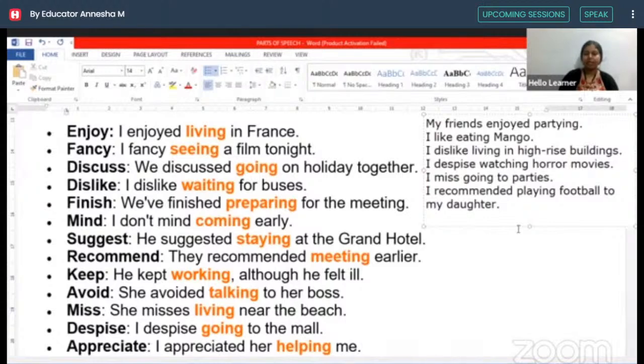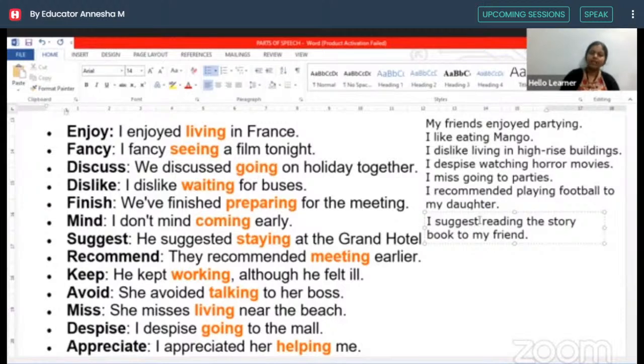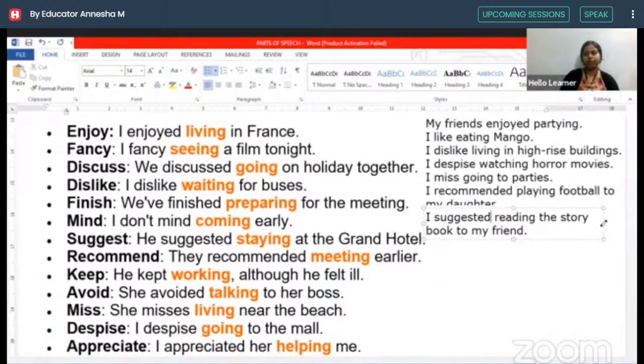चलिए, ये शीमा बताइए. I suggest reading the storybook to my friend. I suggest नहीं है, like आपने suggest किया है, ये आप बोलना चाहते हैं, right, शीमा? So I suggested, right? Past tense. I suggested reading the storybook to my friend. Okay, very good. Next. Anyone else who would like to try?